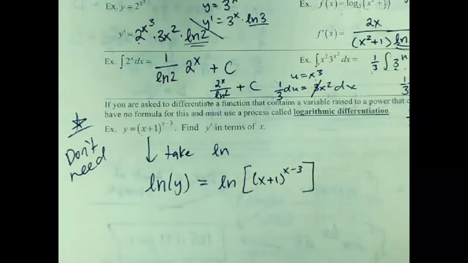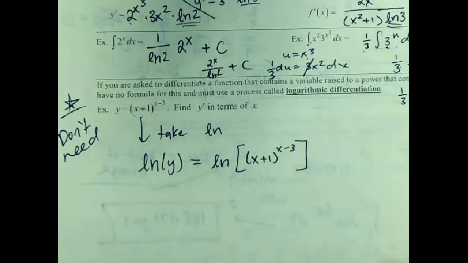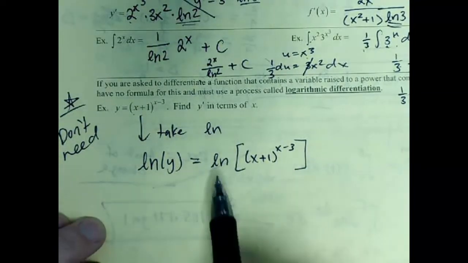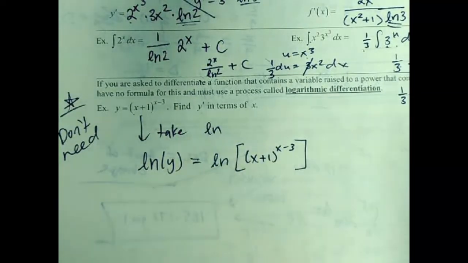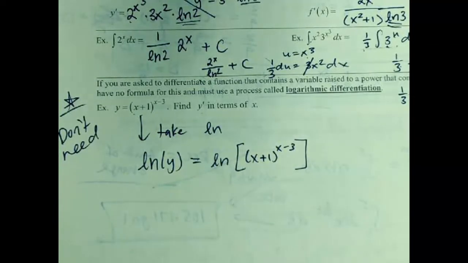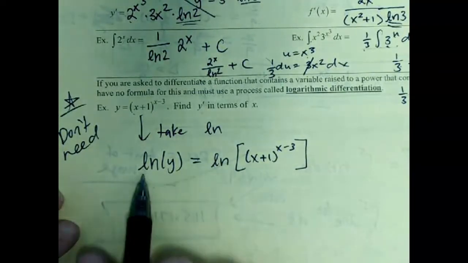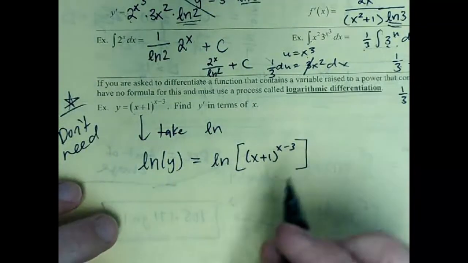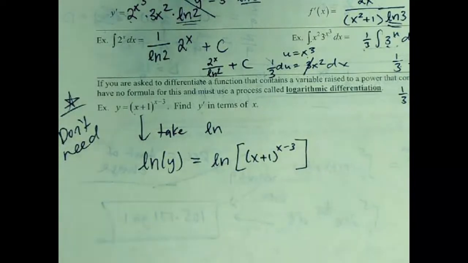Okay, so I took a natural log on both sides. Now, here I'm going to have an implicit differentiation. Remember, the goal is still to find y prime, so I'm still going to have to take the derivative and then get it in terms of x. So I'm going to have an implicit differentiation. But at least now, this is something that I can do, because when I've taken the natural log, what can I do with this exponent?